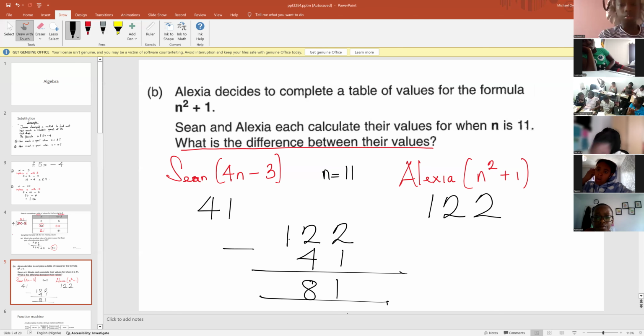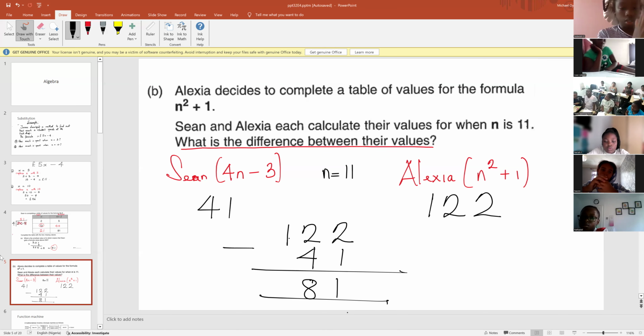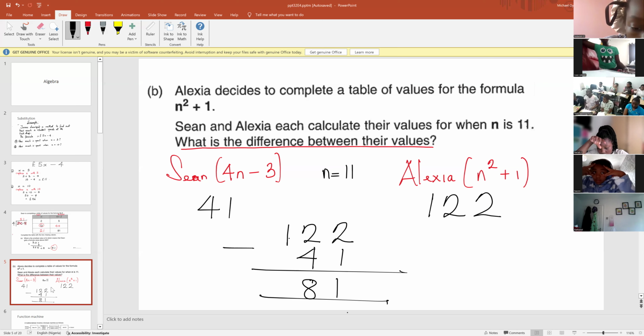Right, so the next thing we would consider now is a function machine. Function machines matter in algebra.